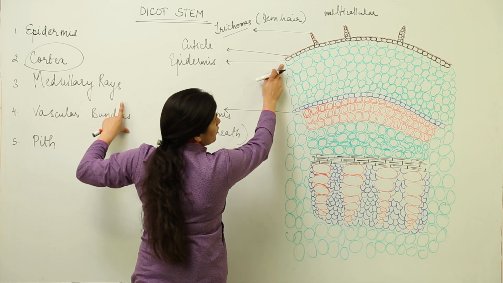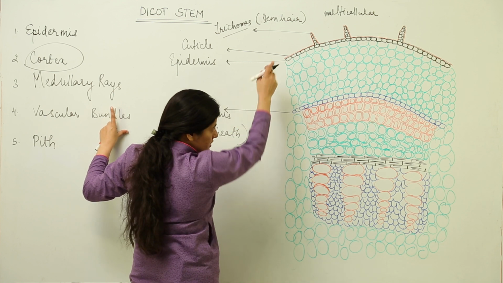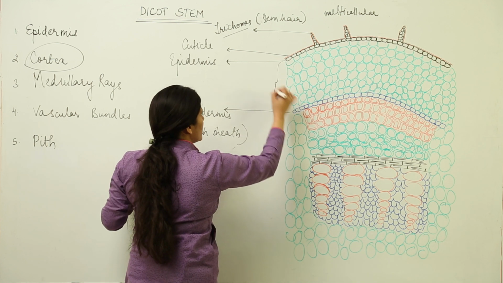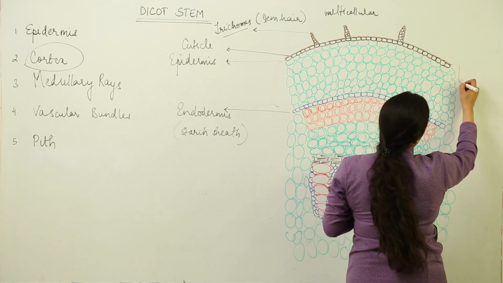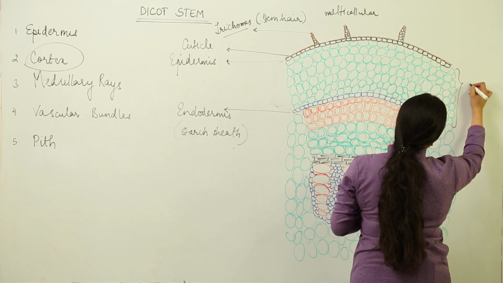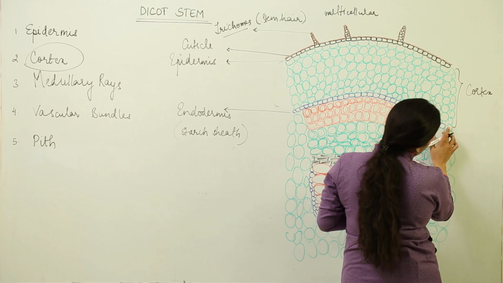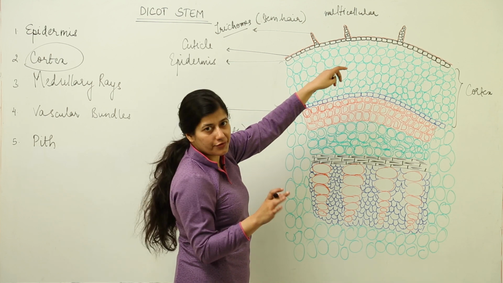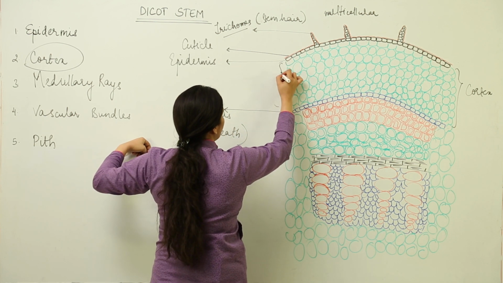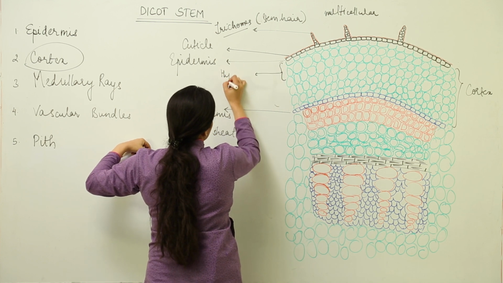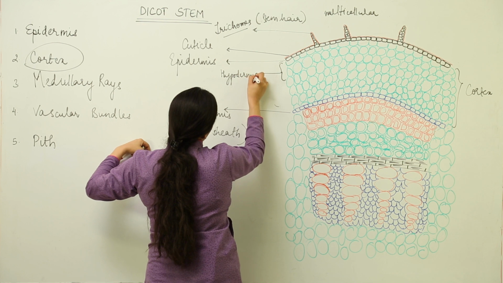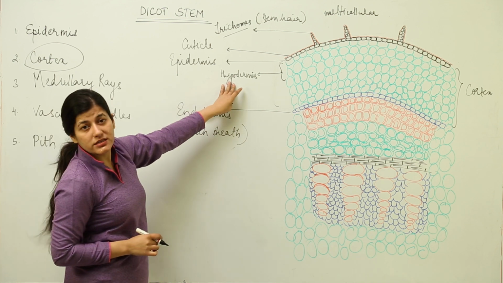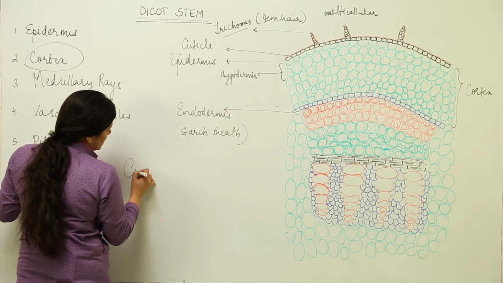Talking about this region, from the first layer below the epidermis till the endodermis, we have the region known as cortex. Over here I am writing that this green region is known as cortex till the endodermis. Now this cortex has the uppermost layer, 1 or 2 or 3 layers I would say, known as hypodermis. See, all this is cortex only, but we have different terms.